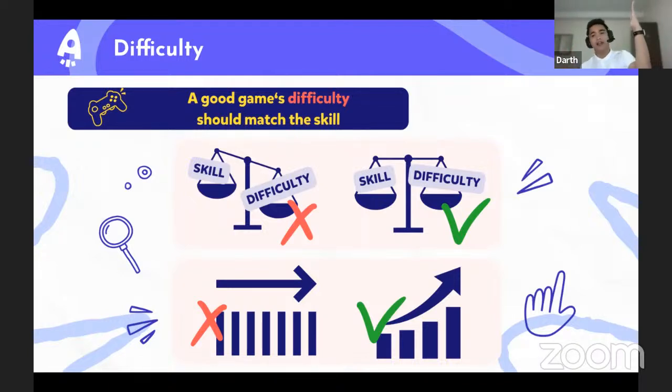Think about a graph. Here we have the difficulty and here we have the lesson. So we should create a smooth curve, right? This allows the student to keep up and it creates a pleasant learning environment.